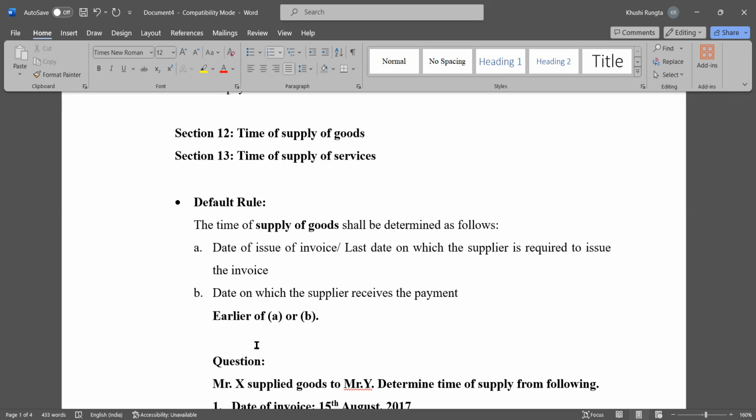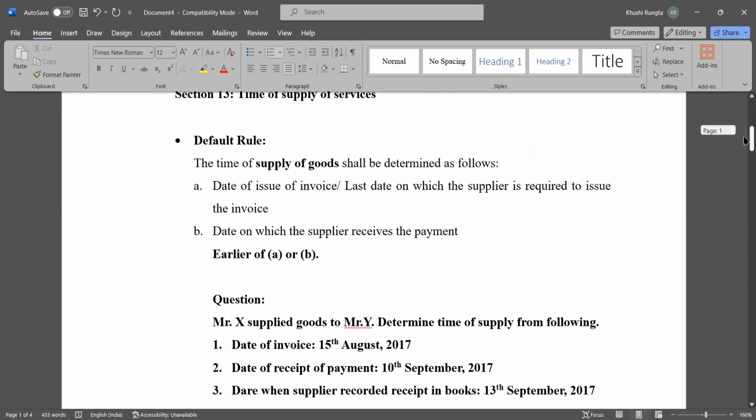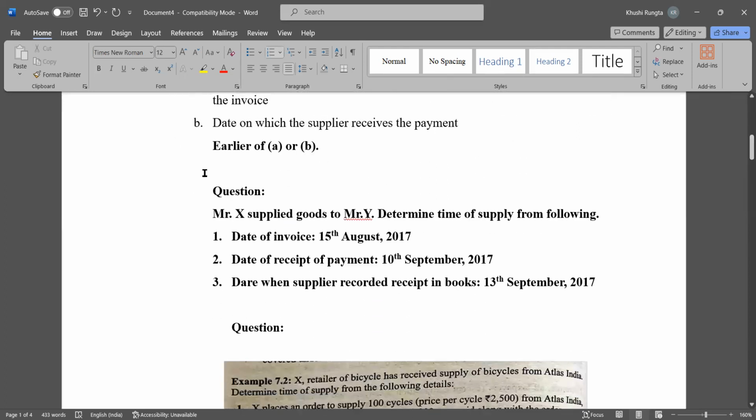So let us solve a question regarding this. What does the question say here? The question tells that Mr. X supplied goods to Mr. Y. As I clearly mentioned, it is the supply of goods. Next, they have given the dates: the date of invoice is 15th August. Next, they have mentioned the date of receipt of payment is 10th September, and the date when the supplier recorded the receipt in books is 13th September.